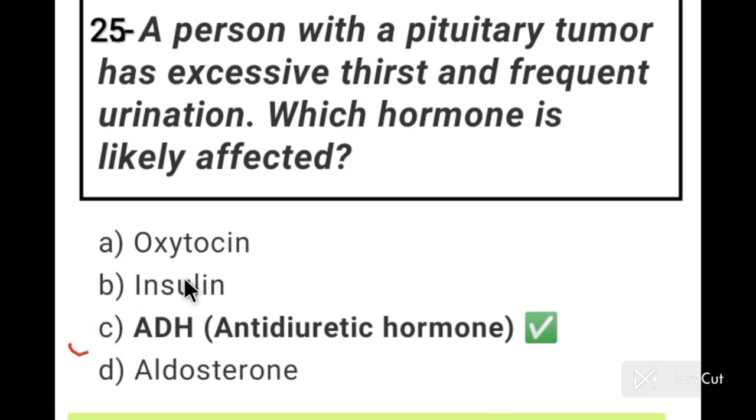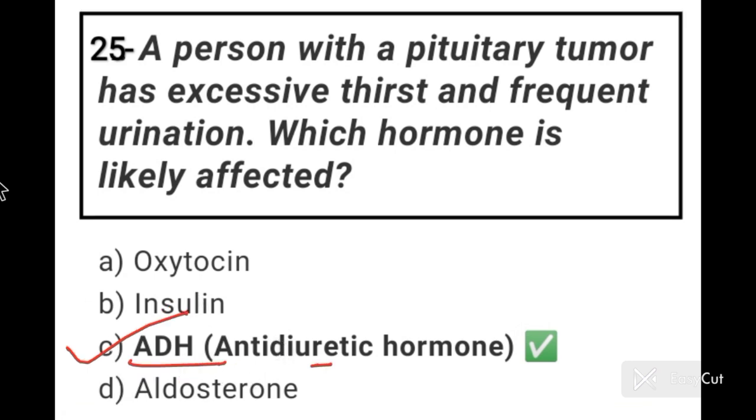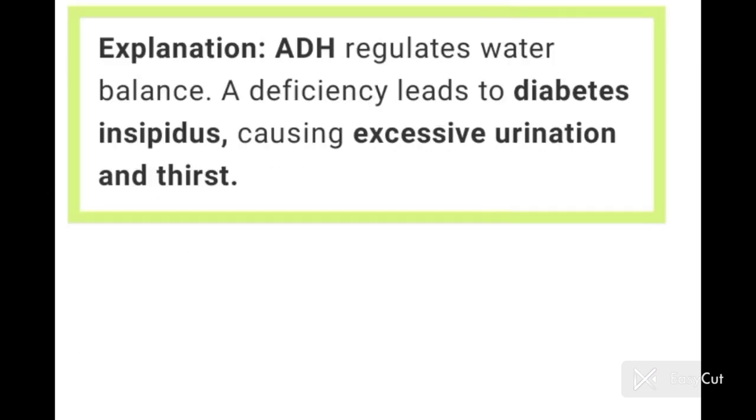So here answer is option number C, ADH, antidiuretic hormone. What is the function of antidiuretic hormone? Antidiuretic hormone helps control the body's water balance. It signals the kidneys to retain water, preventing too much water from being lost through urine, which helps maintain proper hydration. ADH regulates water balance.